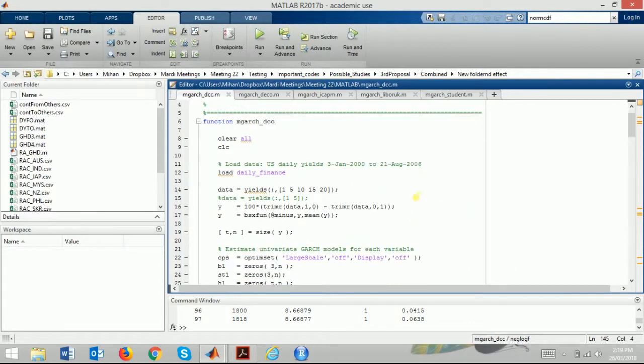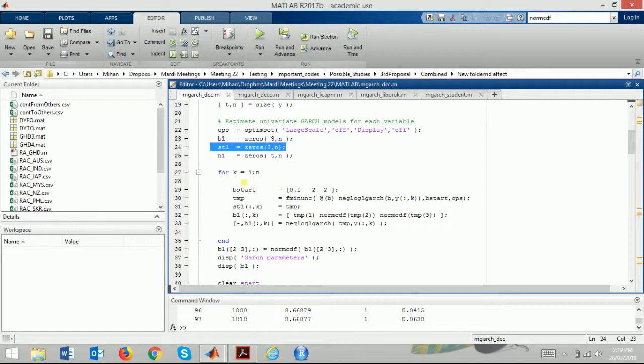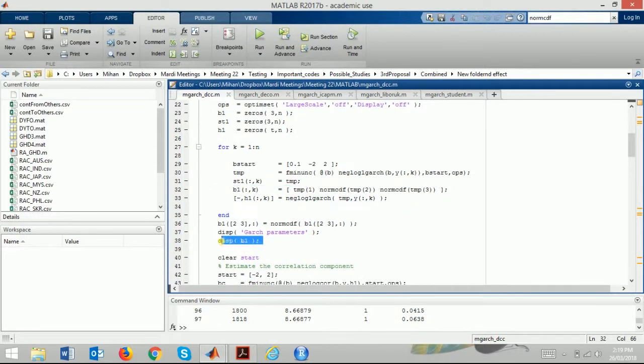Now let's see the main body of the program. We bring in quite a lot of data this time, and then we optimize because it's 3n plus 2. So B1 is 3 rows and columns, ST is 3 rows and columns, because 3n plus 2 is the formula. We'll follow that. In a loop we find the negative log GARCH. For all, we find the standard deviation, the beta coefficient, and the GARCH parameters. These GARCH parameters are located in B1.